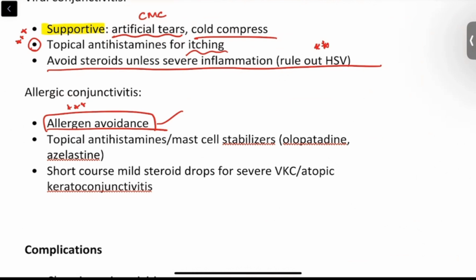After that, again, for symptoms, symptomatic management. If there is severe itching, provide him topical antihistamines, or you can prescribe oral mast cell stabilizers like olopatadine or azelastine also, or topical mast cell stabilizers like these also. Short course mild steroid drops for severe VKC and atopic keratoconjunctivitis will help.